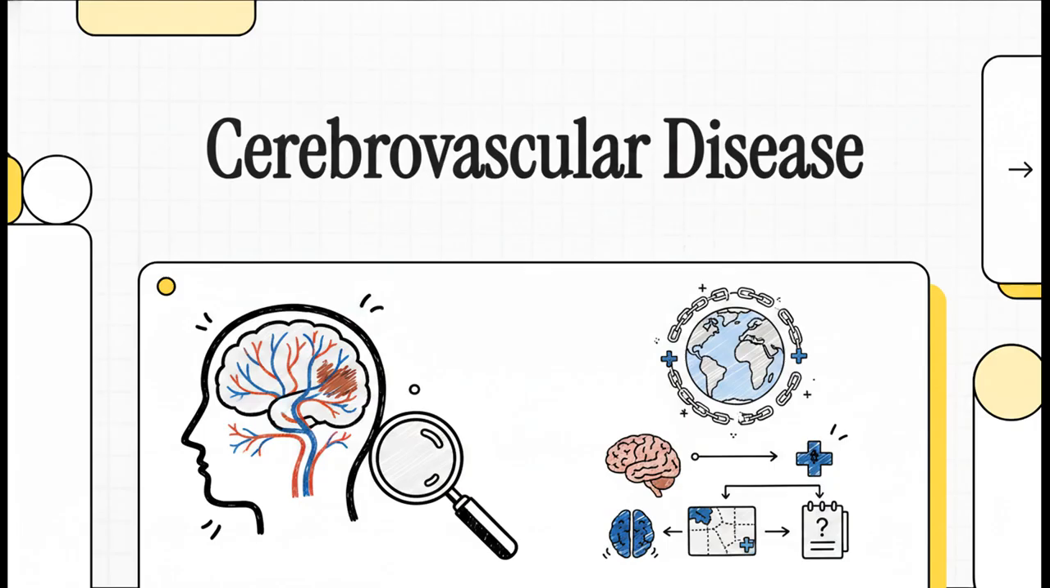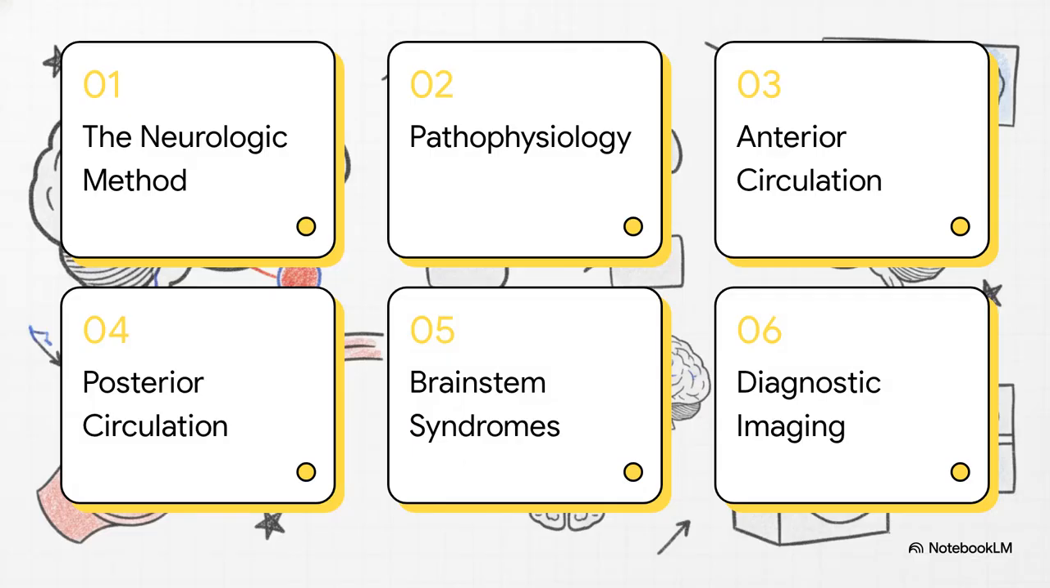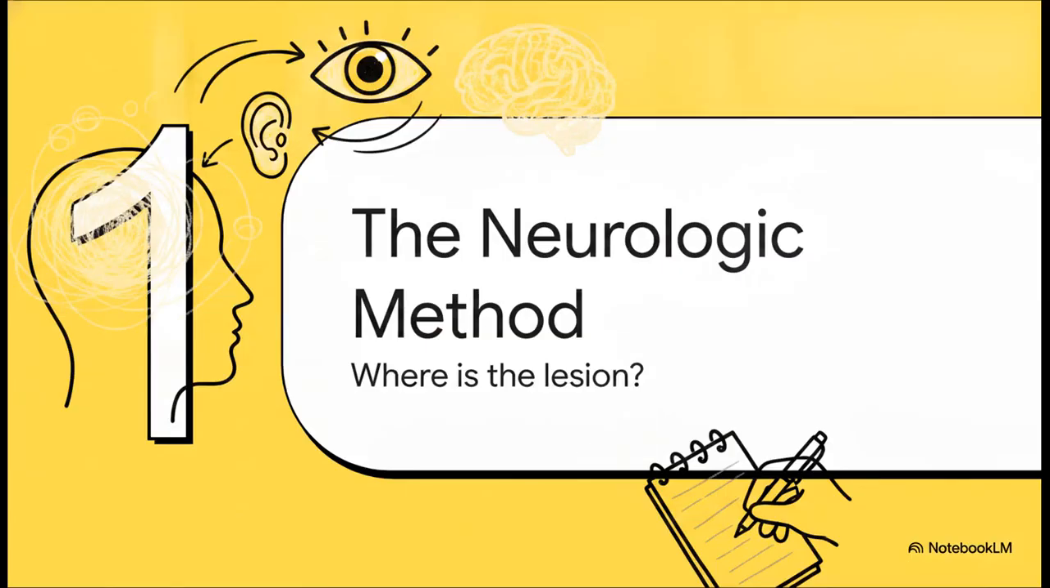Let's dive right in. Here is our roadmap for today. We'll start with the neurologic method, then look at the pathophysiology of ischemia, mapping anterior circulation, mapping posterior circulation, brainstem stroke syndromes, and we'll wrap up with diagnostic neuroimaging. All right, let's kick things off with Section 1, the neurologic method.